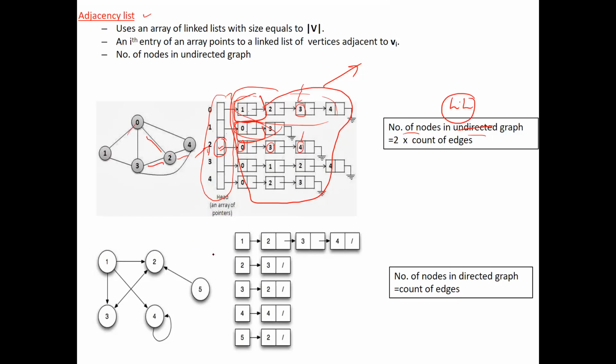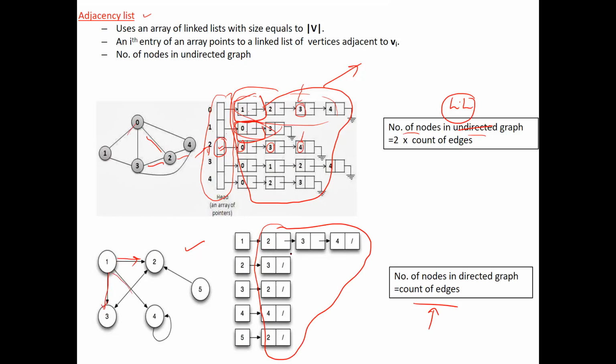Next is the directed graph. What will happen? There will be a unique entry. Now the number of entries, basically these nodes in the linked list representation, will be exactly equal to the count of edges. Like 1 to 2 there is an edge, 1 to 2 there is an edge, 1 to 3 there is an edge, 1 to 4 there is an edge.